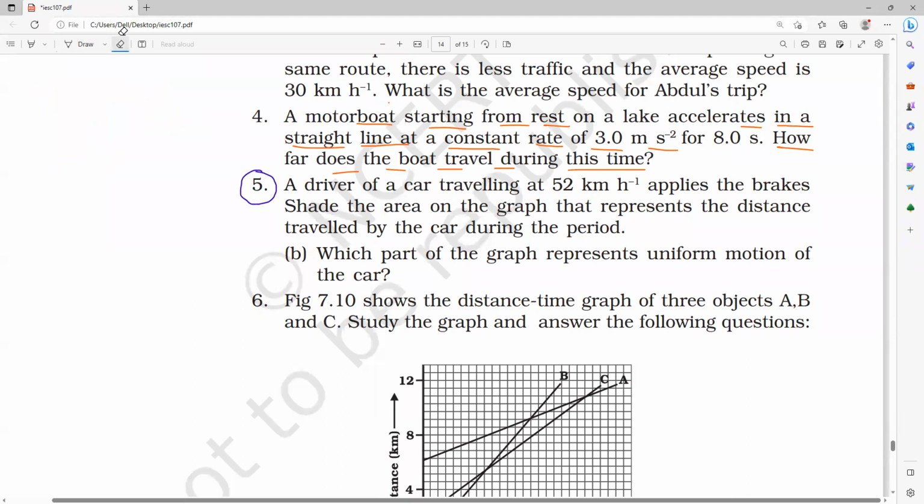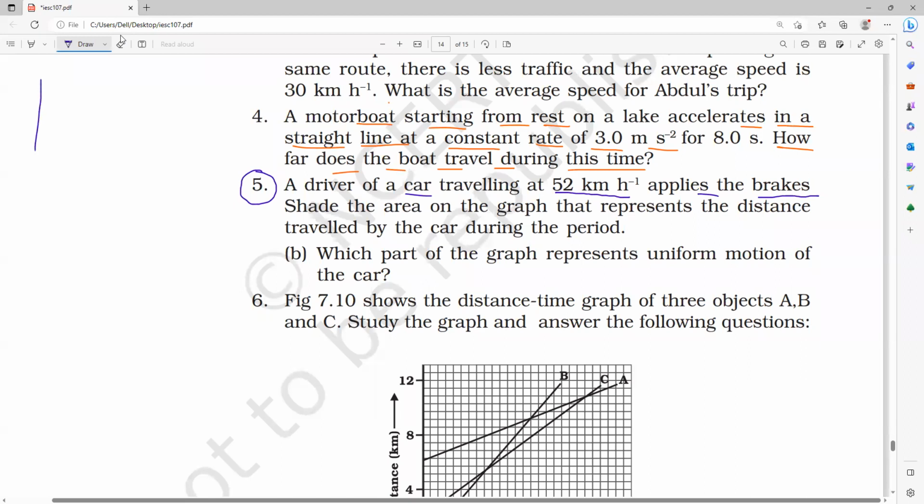Okay. Now, let us see the fifth question. Fifth question, Mr. Nivedan will read. Nivedan, read. A driver of a car traveling at 52 kilometers per hour applies the brakes. Read carefully, 52, not 50. Applies the brakes means the acceleration or deceleration? Anybody?